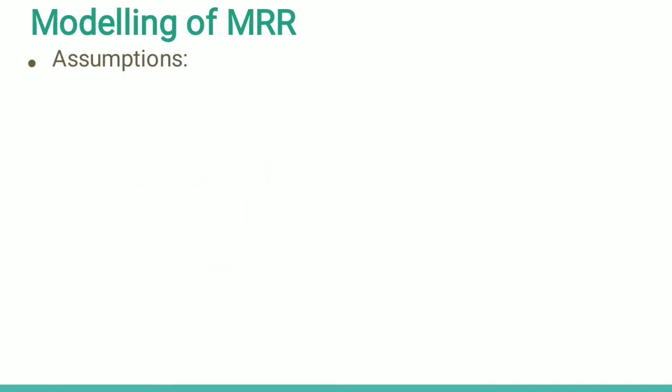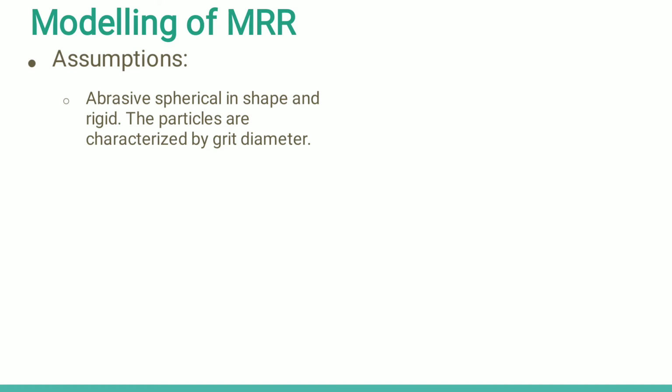Next is modeling of MRR. To calculate the MRR, the material removal rate, we need some assumptions, and after these assumptions I will tell you how we have to calculate the MRR for brittle and ductile materials. So the assumptions are: first, we have to consider the shape of the grit, or the abrasive particle that we are using, to be spherical in nature.